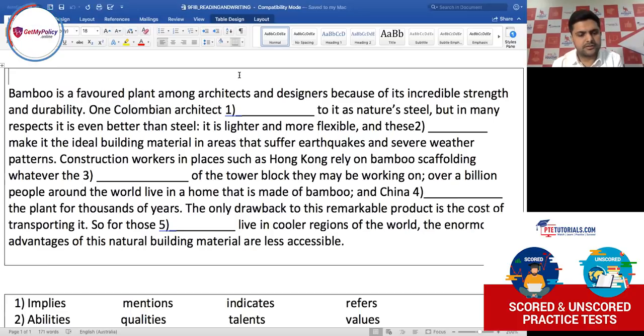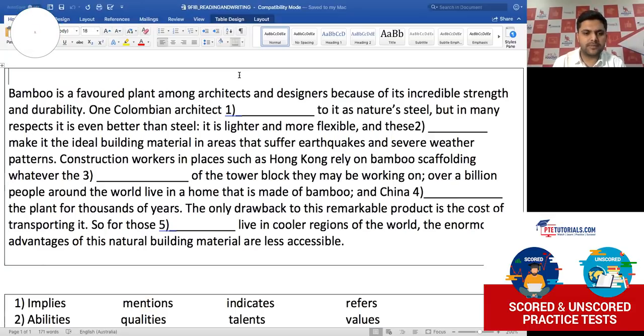All right. So bamboo is a favored plant among architects and designers because of its incredible strength and durability. One Colombian architect referred to it as nature's steel, but in many respects, it is even better than steel. It is lighter and more flexible, and these qualities make it the ideal building material in areas that suffer earthquakes and severe weather patterns. Construction workers in places such as Hong Kong rely on bamboo scaffolding, whatever the height of the tower block they may be working on.